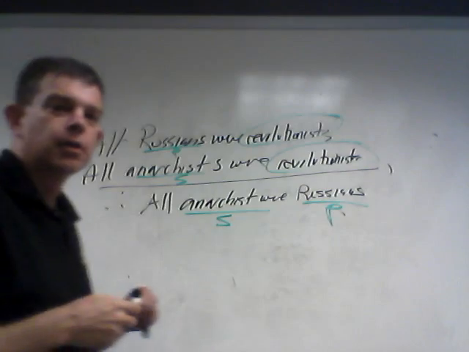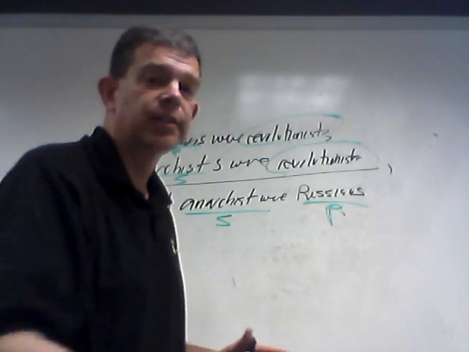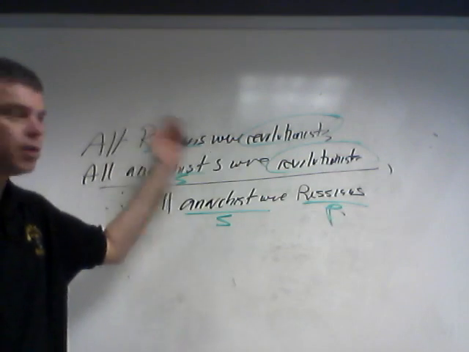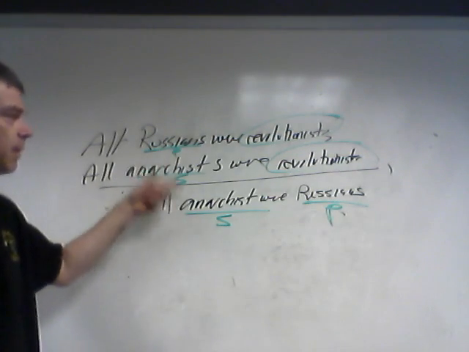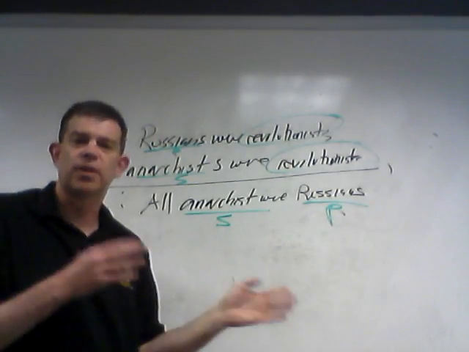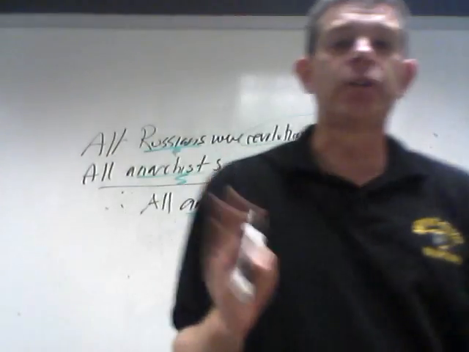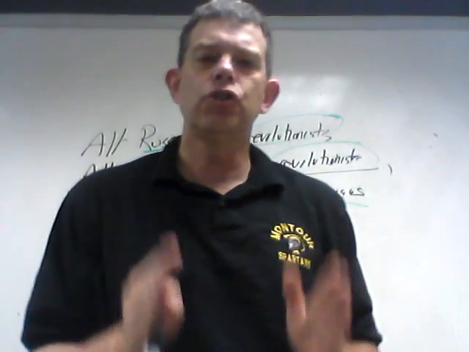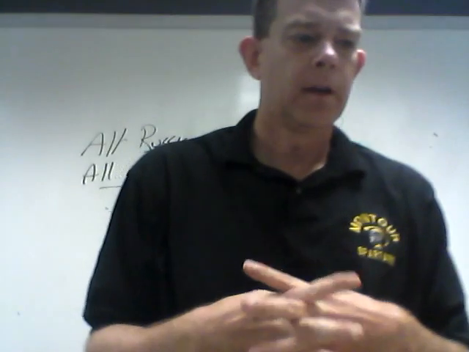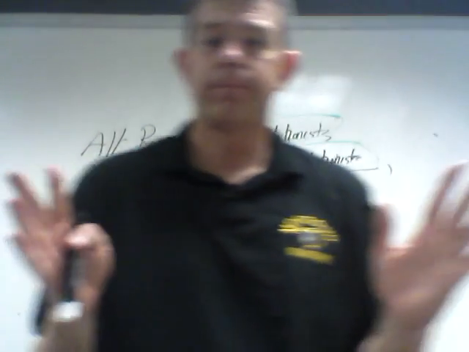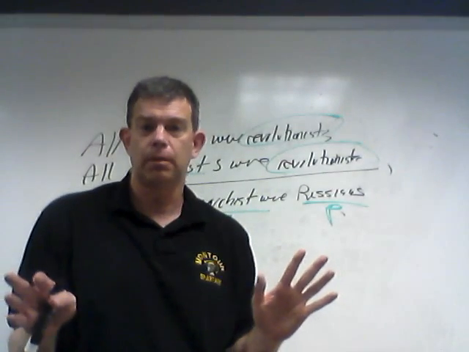Okay? So the first thing I do is check to see how many terms I have. Russians, people who live in Russia, means the same thing there. Anarchists, people who don't believe in government, same thing there. Revolutionists, people who want to have a revolution, means the same thing in both. Okay? So I got three terms. Hooray! I'm almost valid. The next thing I got to check is, is the middle term distributed in at least one premise? If it's not, you can invalidate the argument.